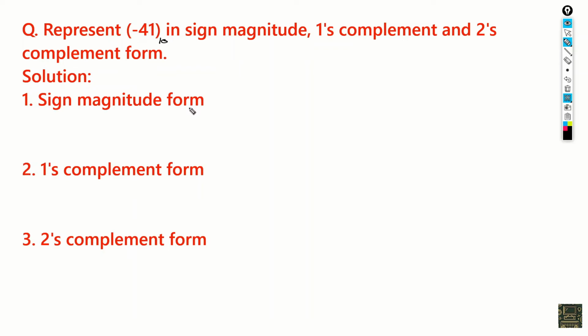Before representing minus 41 in sign magnitude form, we need to find out the binary value of 41. So how do we find out the value? Let us suppose that we do not know how many bits are required to represent 41 in binary.